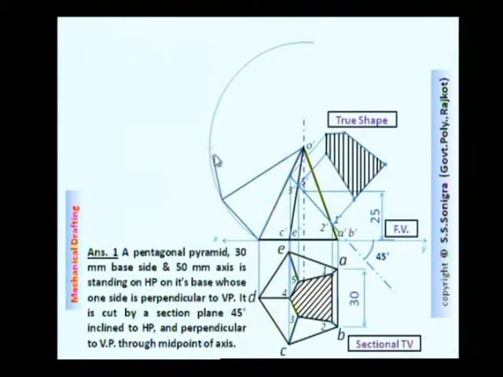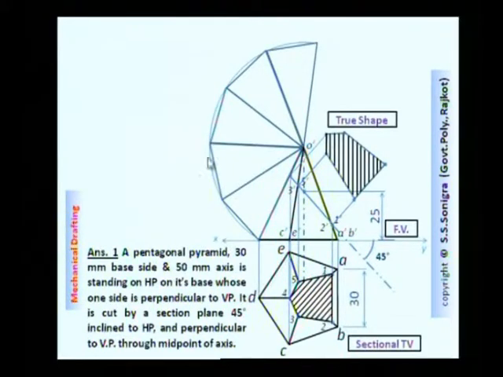So draw here 5 triangles, taking 30 mm as radius, again put an arc here, again from this point cut an arc at a distance of 30 mm, and again on this side the 4th triangle, and this is the 5th triangle. So these 5 triangles represent the development of the outer surface of this pentagonal pyramid. If my pyramid is not cut anywhere, this would be its development.